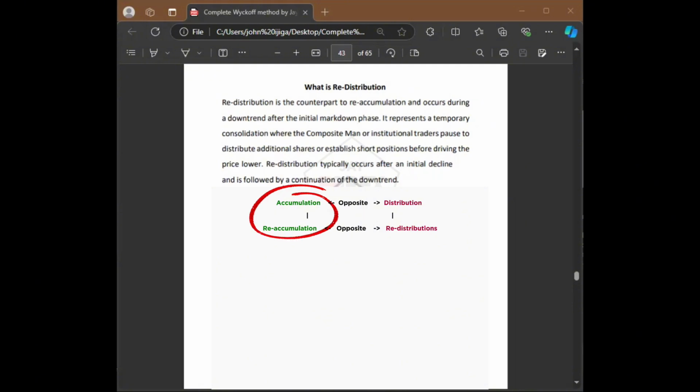Now, the accumulation traditionally has three different schematics, which are also available in the ebook. We have accumulation 1, accumulation 2, and accumulation 3. I don't know if there's an accumulation 4, but I just know these 3 accumulations. There's also a distribution 1, distribution 2, distribution 3, and so on.